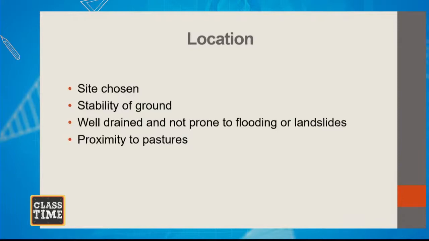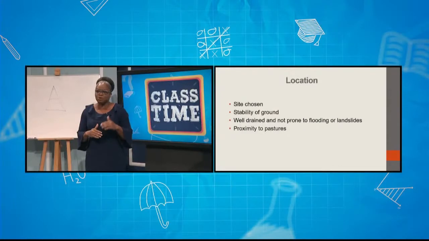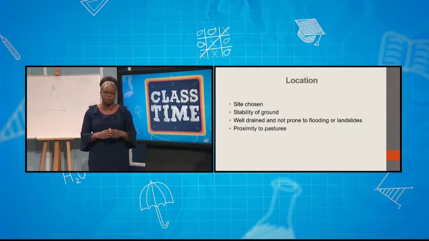A next very important requirement is the location where you're going to put your house. We therefore must pay attention to the site, and we have to choose that site carefully. It's important because the site must provide stability of ground. That site must be well drained. It must also not be prone to flooding or landslides. And if you're going to set up house for your cattle, for example, you want to make sure that the house is near to the pasture. So the location plays a very, very important role.